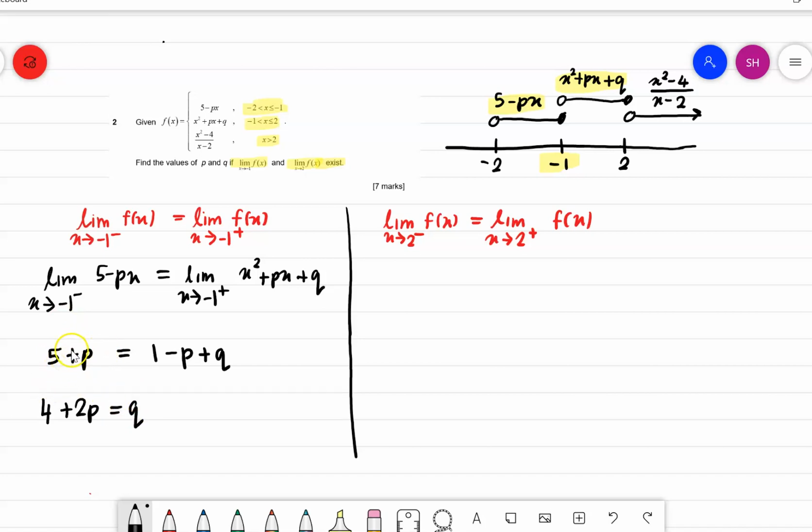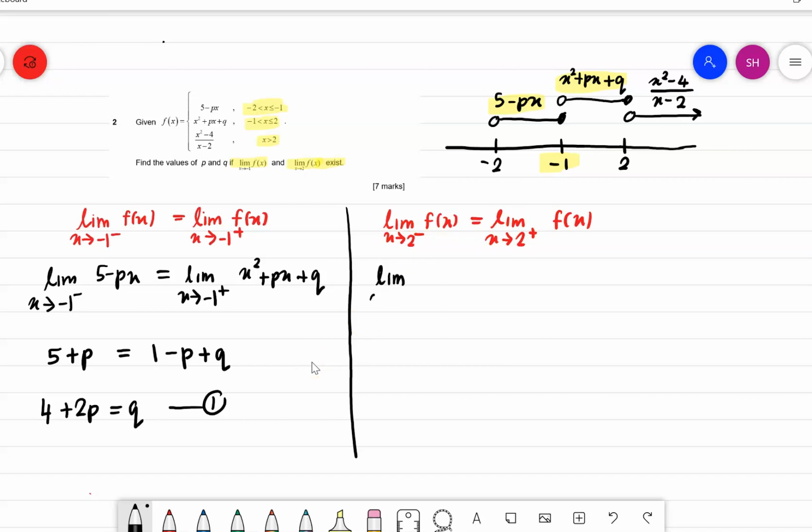Okay, kalau you tengok ni, bila saya dah ganti x dengan negatif 1, dah tak perlu tulis limit lagi lah di depan. When we substitute x with negative 1, you don't need to write down limit in front. Okay, so this is the first equation. Since we have 2 unknowns here, you need at least 2 equations to solve. Alright, and then we do the same thing for x approach 2 from left and from right.